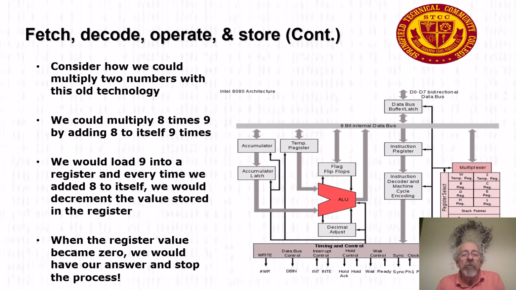Consider how we could multiply two numbers with this old technology. We could multiply 8 times 9 by adding 8 to itself 9 times. We would load 9 into a register, and every time we added 8 to itself, we would decrement the value stored in the register. When the register value became 0, we would have our answer and stop the process.